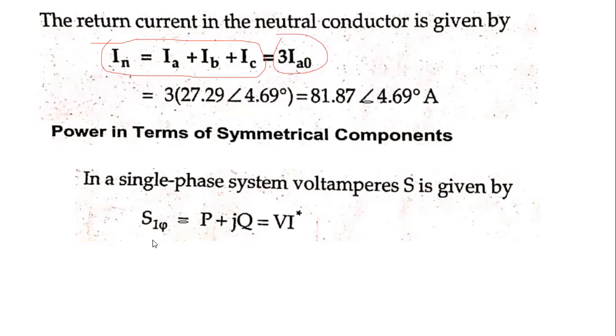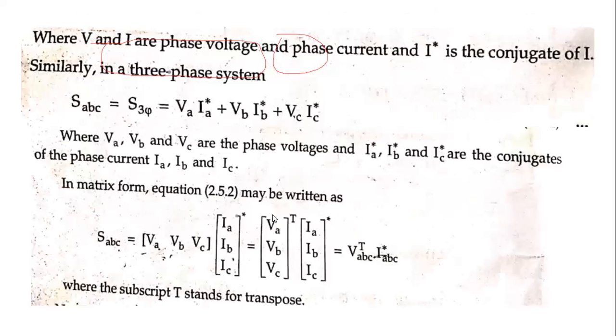For the single phase system, what is the power formula? S is equal to P plus JQ, the real power and the reactive power. This power is also written as V into I conjugate, voltage into the conjugate of the current.